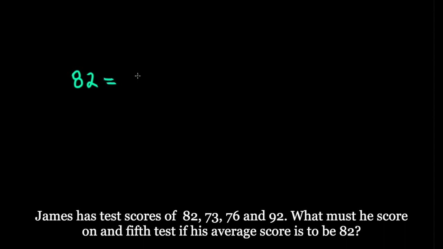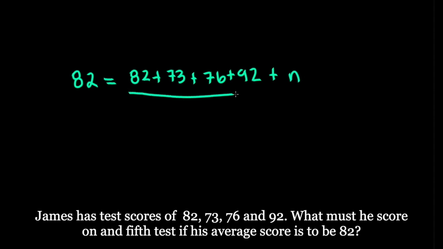82 is going to equal 82 plus 73 plus 76 plus 92 plus an unknown test score, which we will write as n, all divided by the amount of tests that he took, which is 5. So the first thing we're going to do in order to solve this problem is get rid of the fraction. We can do this by multiplying both sides by 5.